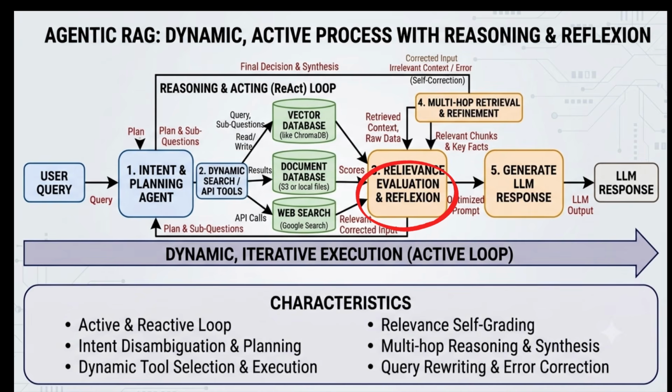Grades the retrieved context to verify whether it actually answers the prompt or contains irrelevant information. 4. Multi-hop retrieval and refinement. Triggers a self-correction loop to rewrite queries, fetch missing details, or try alternative sources if the initial results fall short. 5. Generate LLM response. Synthesizes the validated, multi-step context into a cohesive and contextually accurate final answer. LLM response. The final refined answer returned to the user after passing through all reasoning checks.